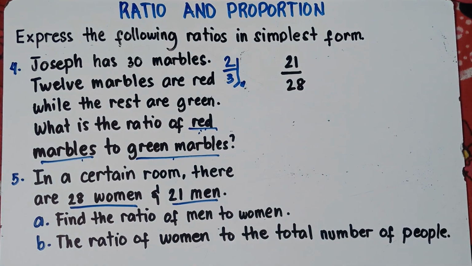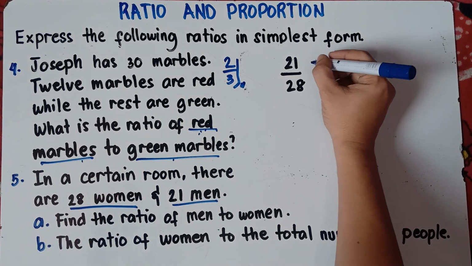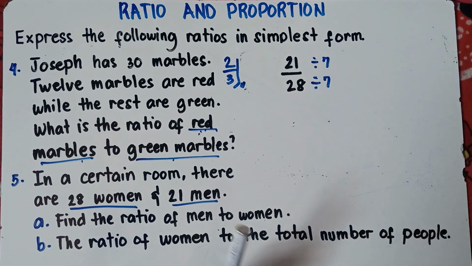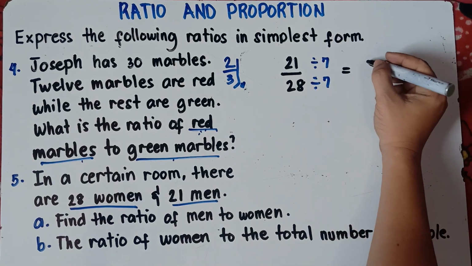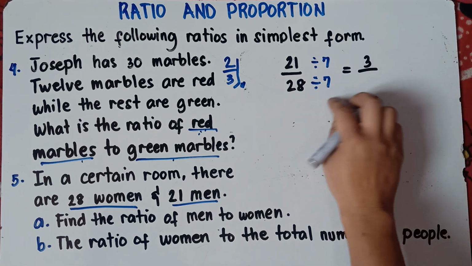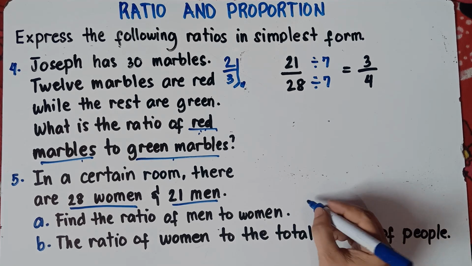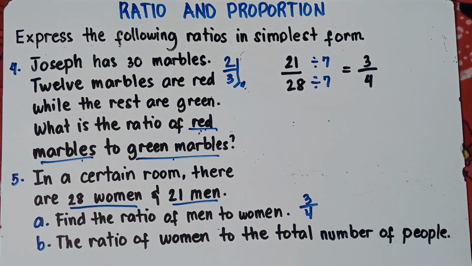Can we reduce, class, 21 and 28? Yep, we can reduce this one. By what number, sir? We can divide this one by 7. The GCF of 21 and 28 is 7. So 21 divided by 7 is 3, and 28 divided by 7 is 4. So letter A is 3 over 4.